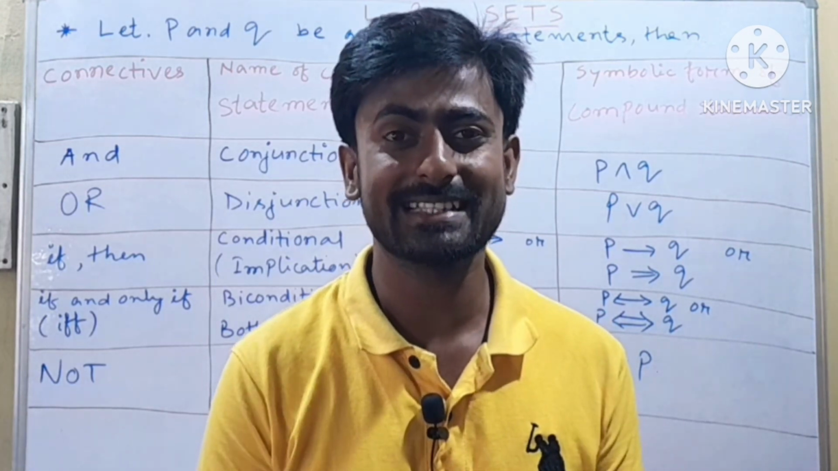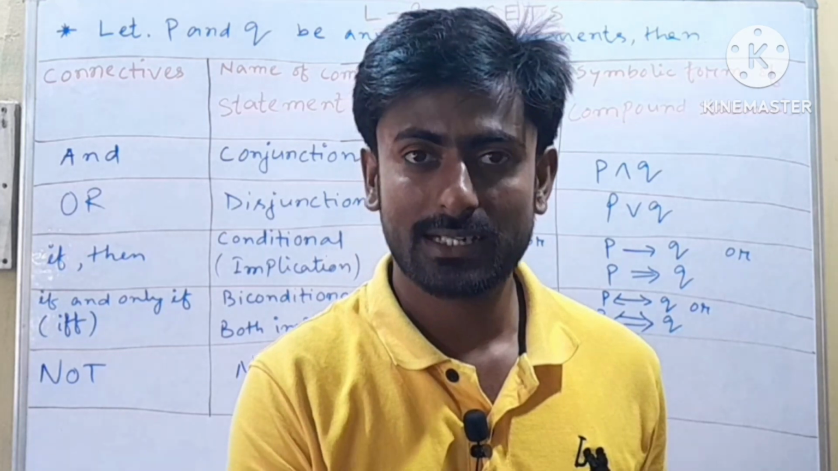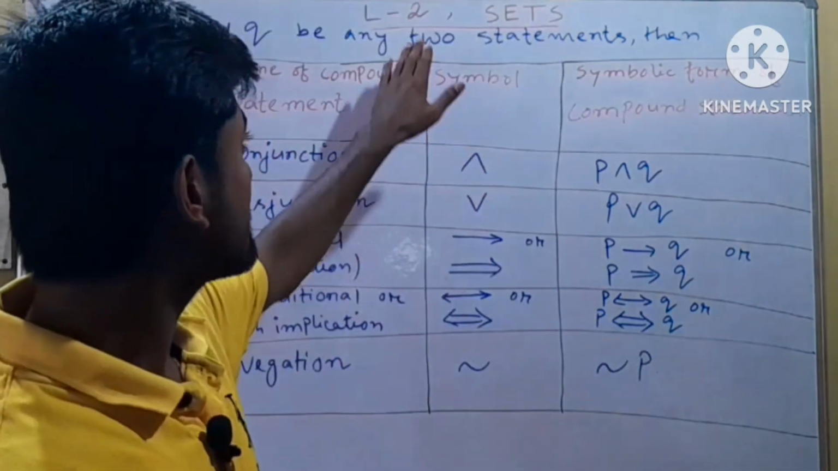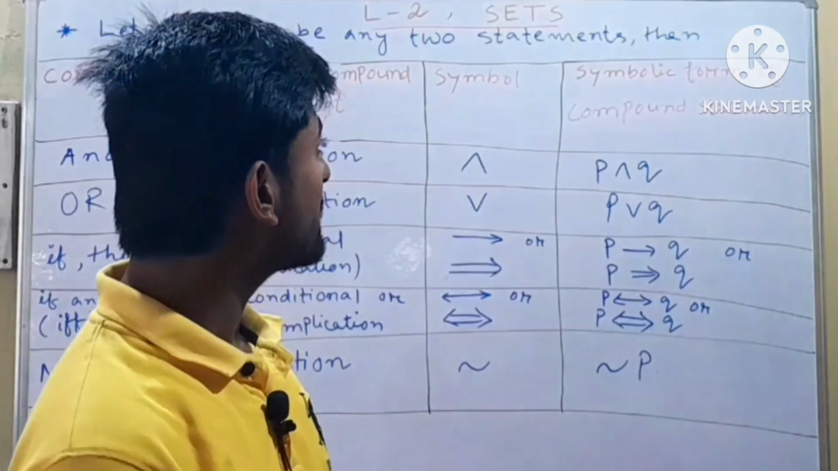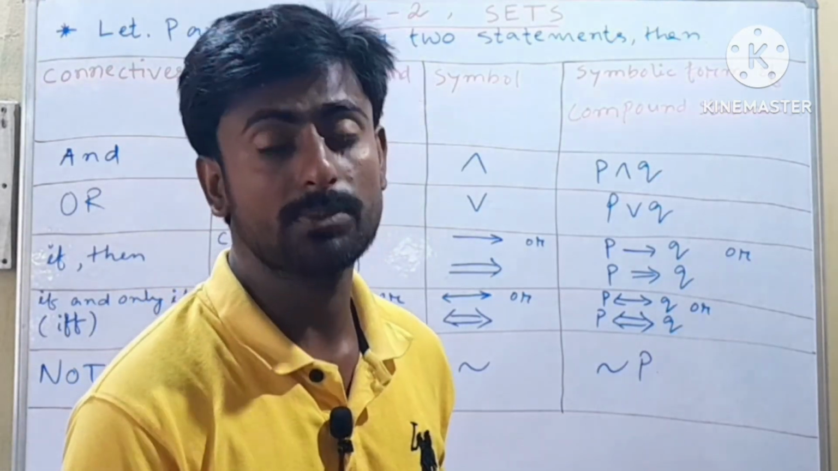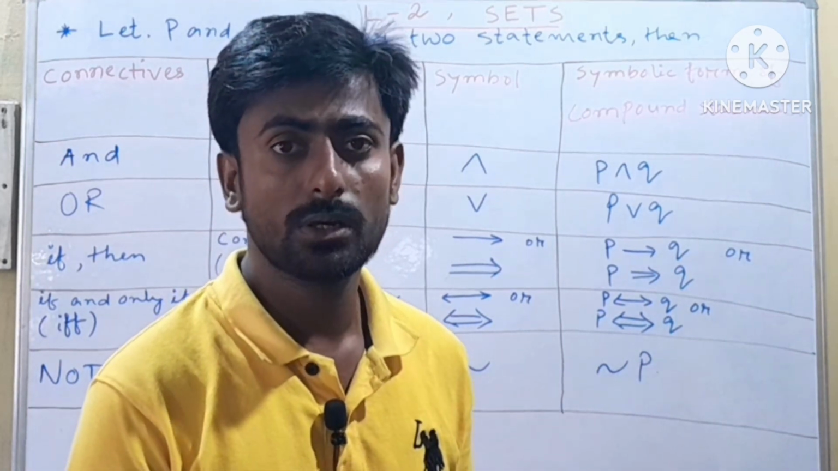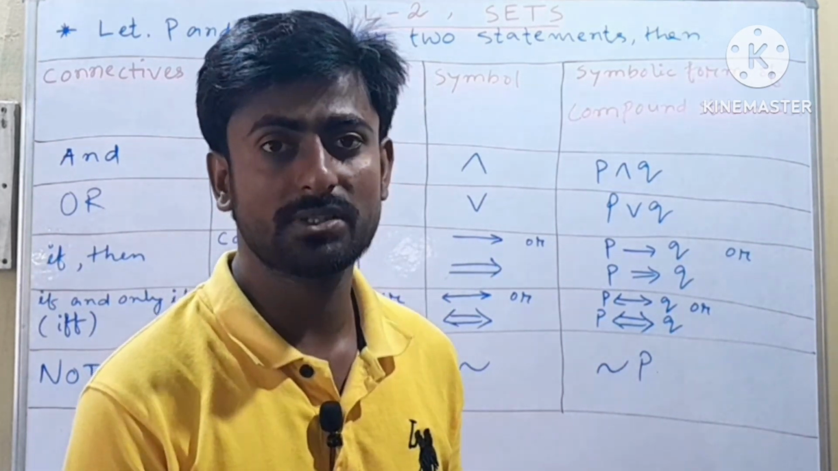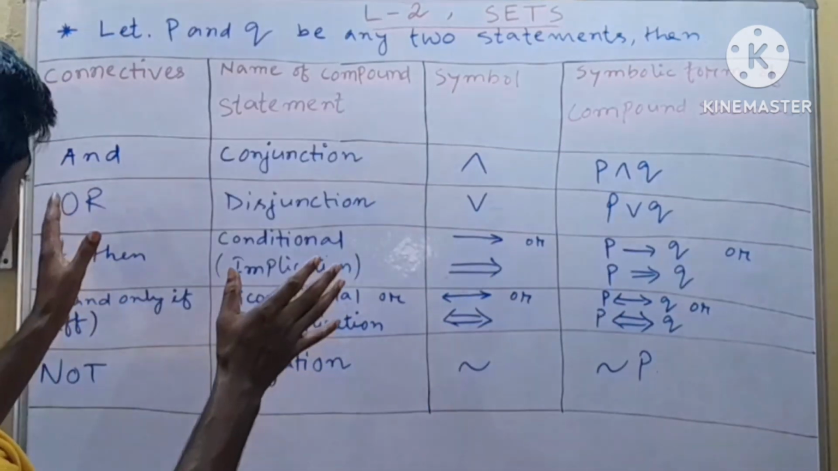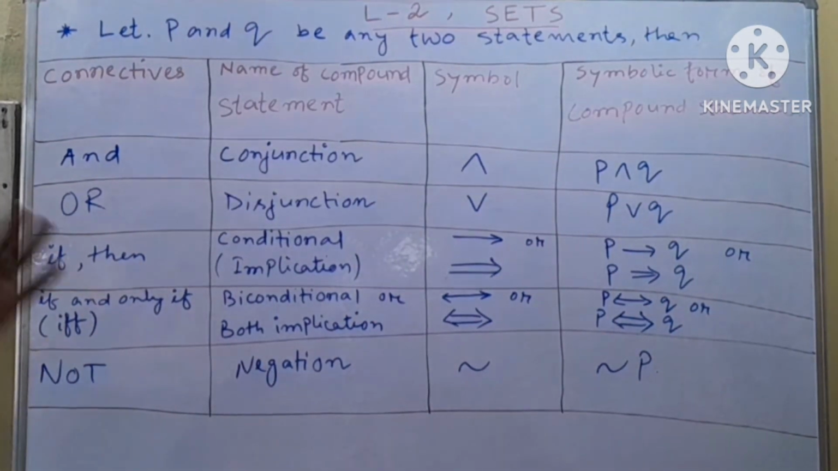Students, today in this class, we are going to start Advanced Mathematics Class 9. Here, chapter number 2. Chapter name is Sets. So, students, here first of all, we have to know one table with meaning of some symbols. A table is given here. Let's see the table.